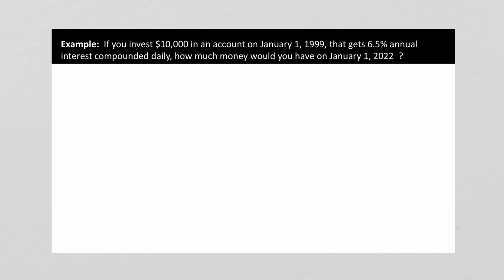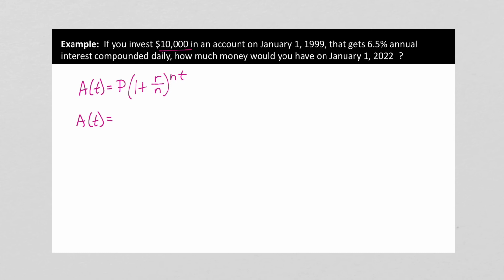Okay. So our formula for this is your initial amount, which they call P, times 1 plus r over n, to the nt. r is the rate. n is the number of times compounded per year. And t is the number of years.